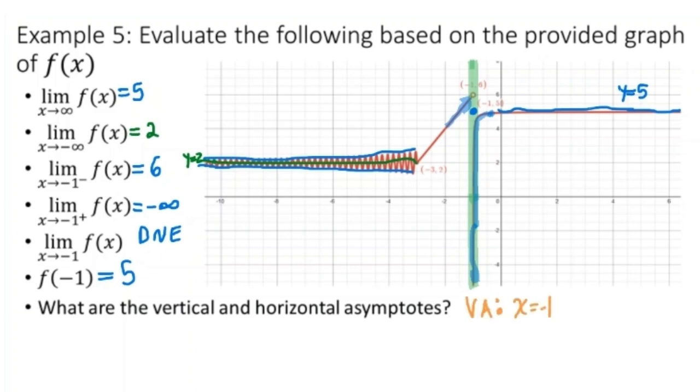As for the horizontal asymptote, we've determined earlier that the limit as x approaches infinity of f of x was 5, so y equals 5 is a horizontal asymptote, and since the limit as x approaches -infinity was 2, then y equals 2 is also a horizontal asymptote.